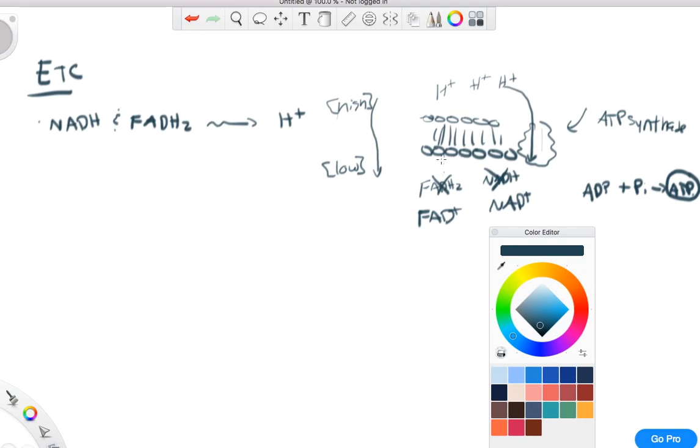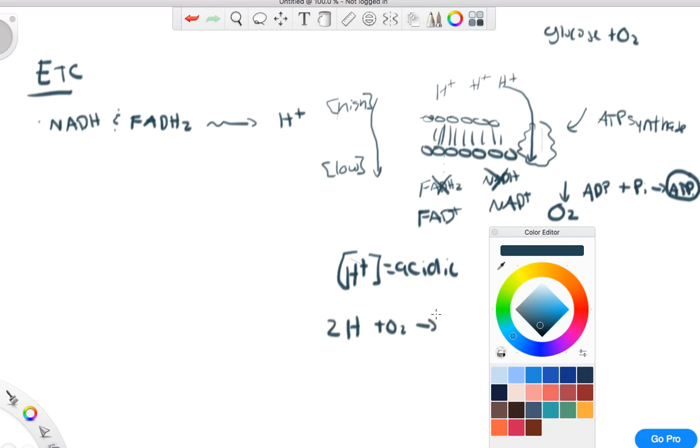Now here's something I also want to emphasize. So if you recall, H plus will lead to acidic environments, but down here you actually have an oxygen as an acceptor. This is where glucose plus O2 comes in, because O2 is your acceptor. So when you have H plus O2, you will form 2H2O. So this is where cell respiration will produce the water. So this is where all the water is coming out when you're breathing.